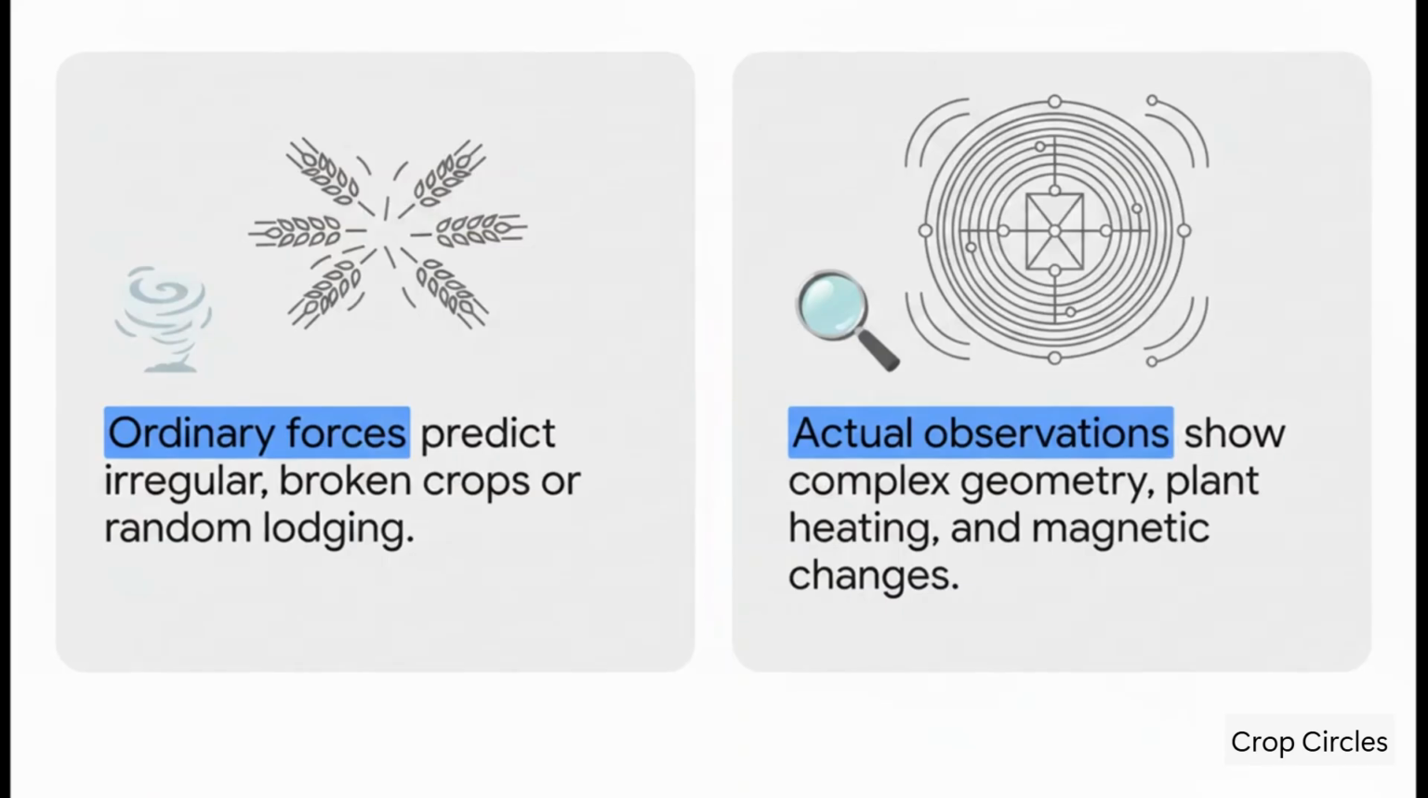What investigators find on the ground is a highly complex triad of evidence. We're talking perfect geometric organization, plants literally heated from the inside out, and highly localized magnetic changes in the soil. There's just no way a simple gust of wind explains that whole package.